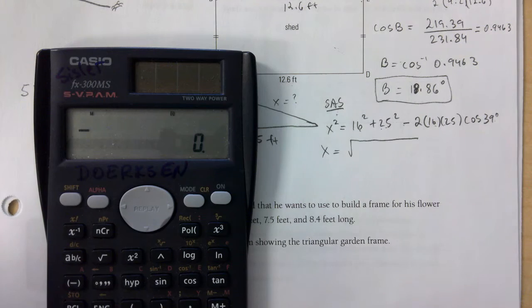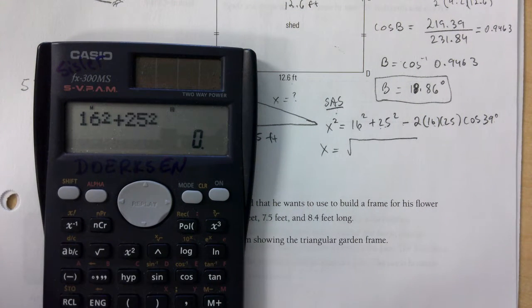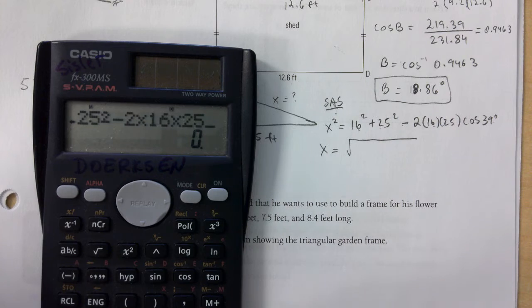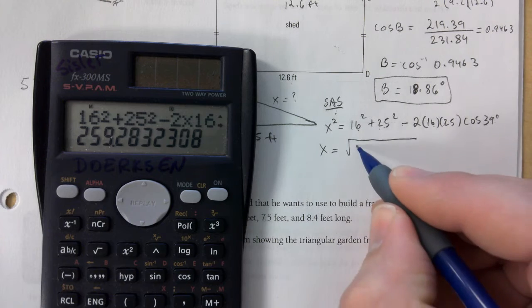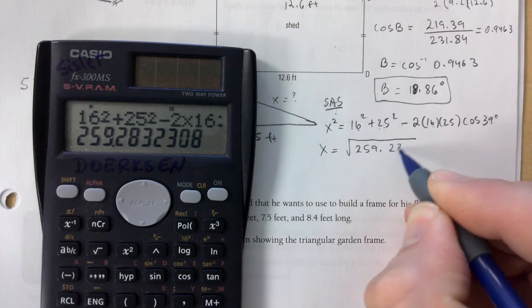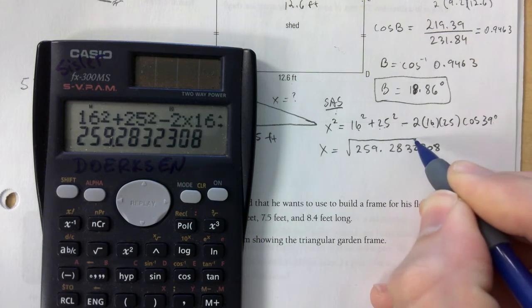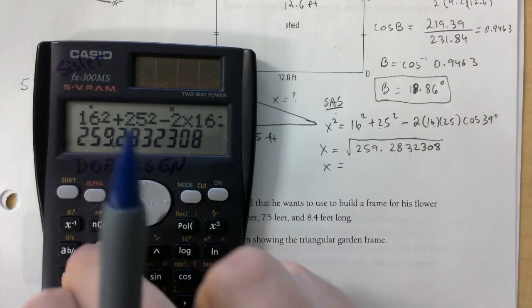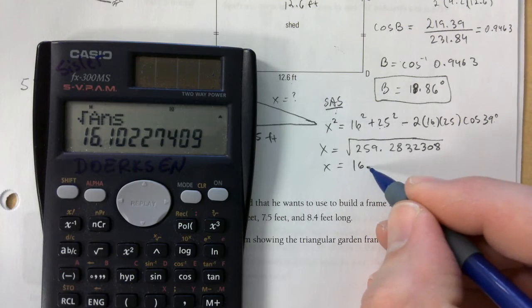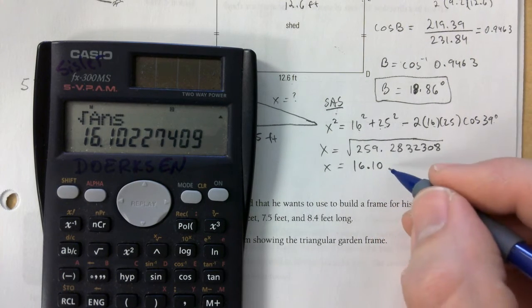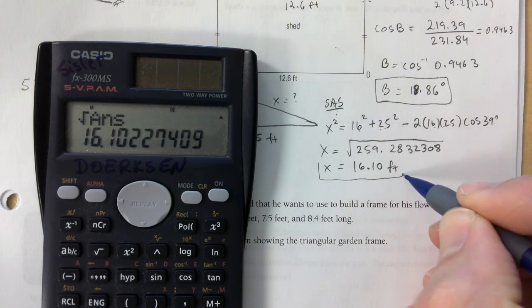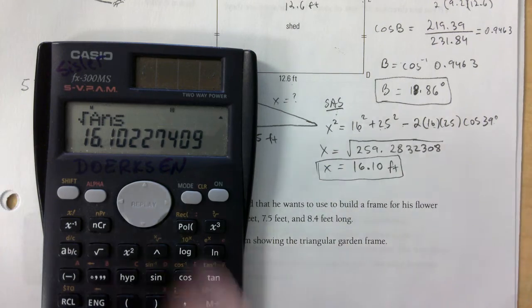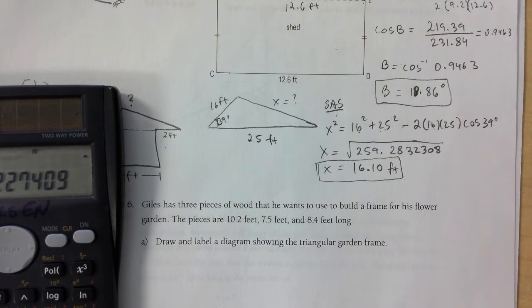And I'm going to show you how I type that in. I do that exactly the way it's there. My calculator allows me to do that. So that's 259.2832308. I'm just going to use all of it. Take the square root of that, and that's 16.10, and that is in feet. It's not much longer, but it is longer.